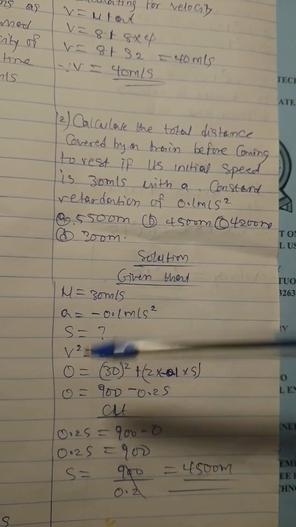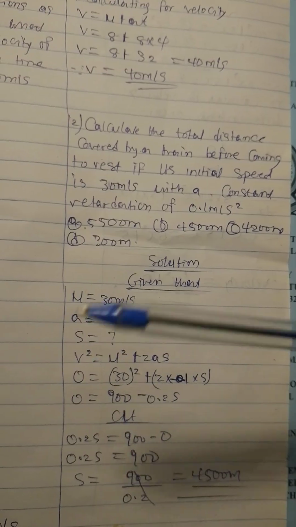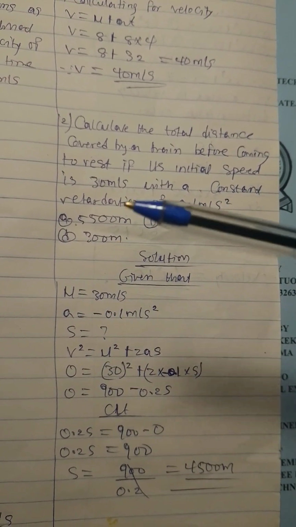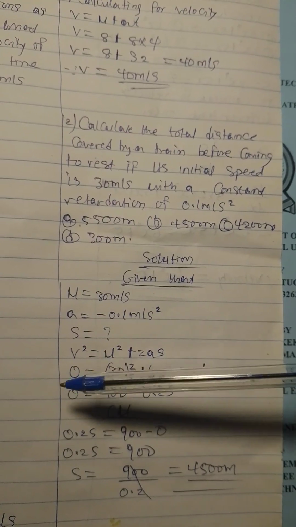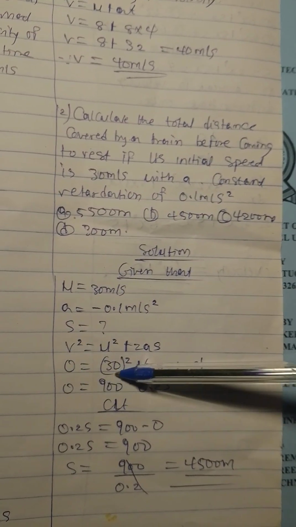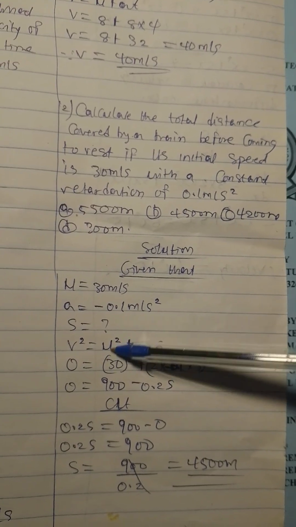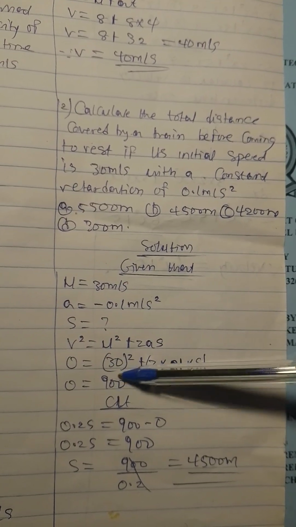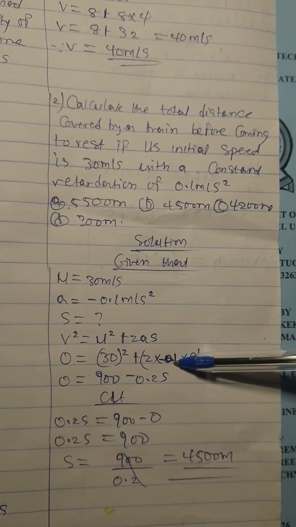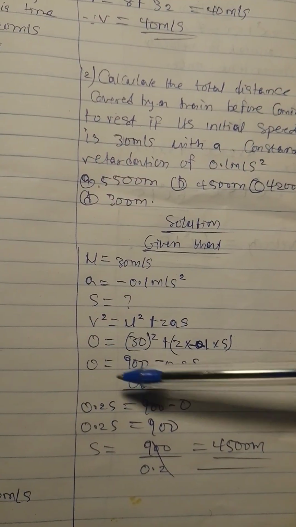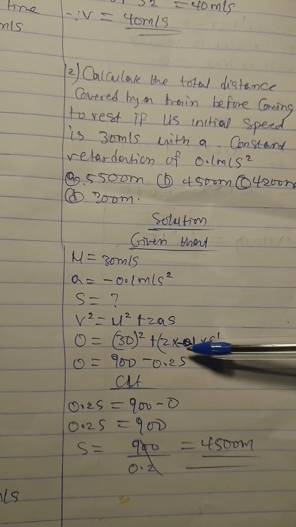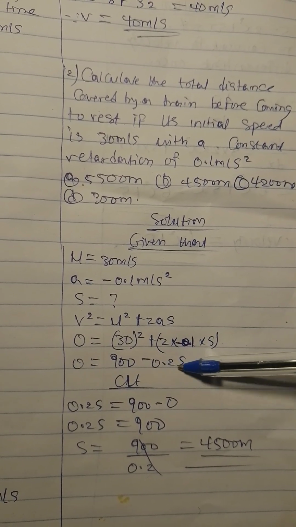Recall that when a car is decelerating or retarding, the final velocity will be 0. So now the final velocity is 0, which is equal to my initial velocity squared, 30 squared, plus 2 times the acceleration, which is minus 0.1, times the distance x. So we have 0 is equal to 30 squared, which is 900, minus 2 times 0.1, which is minus 0.2x.